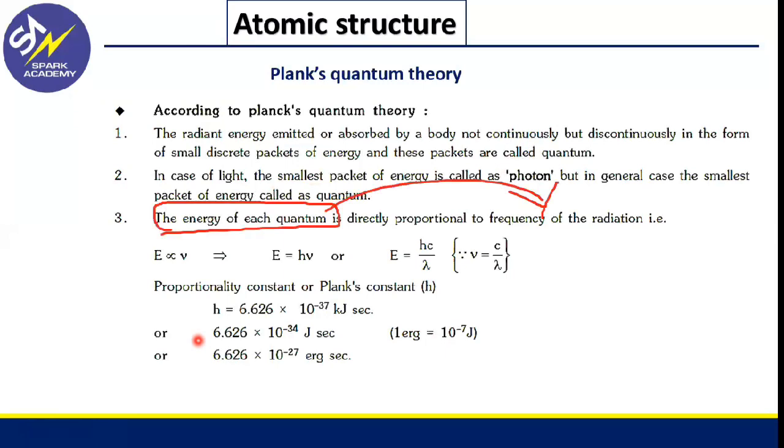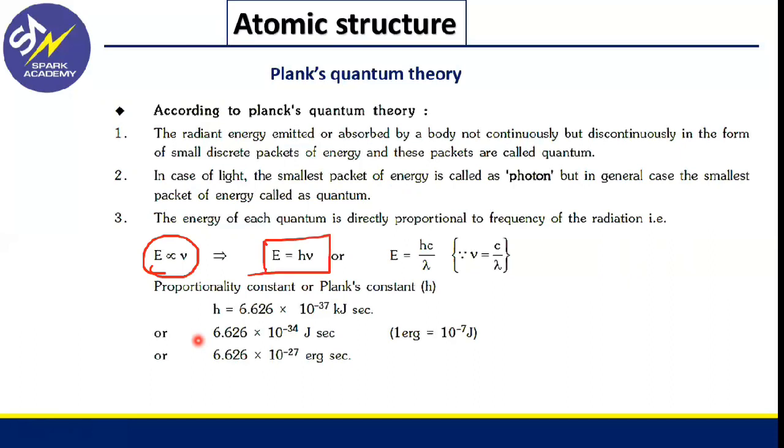The energy of each quantum depends upon the frequency. Frequency represents the number of waves, isn't it? So this energy represents the waves. That is why E is proportional to nu, that is frequency. E equals h nu. Nu is c over lambda, that is velocity over wavelength. So we can write E equals h nu, or E equals hc over lambda.